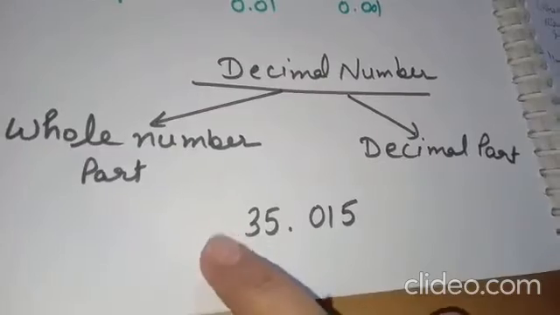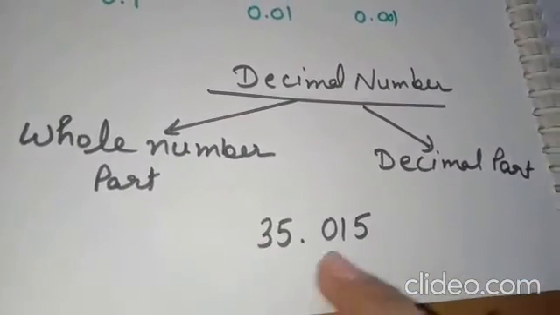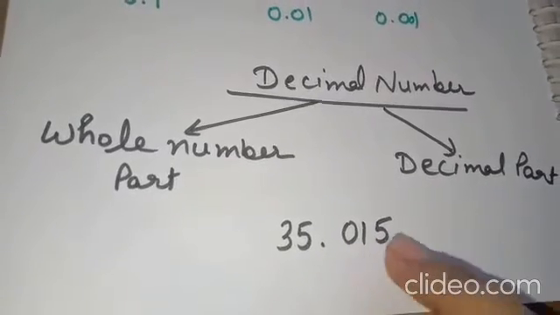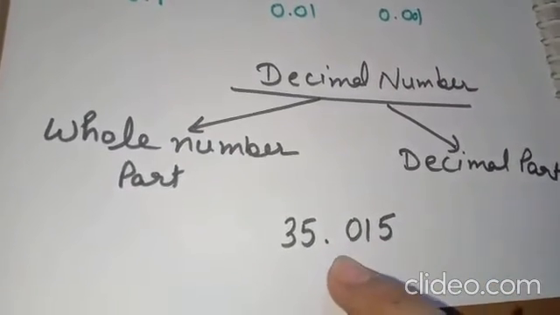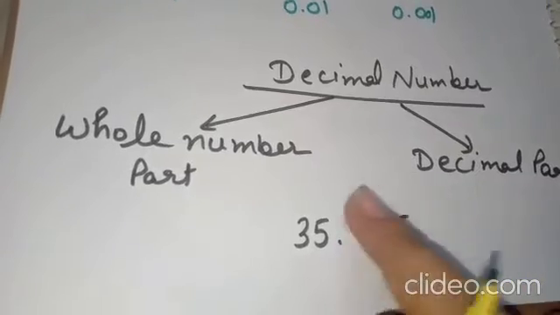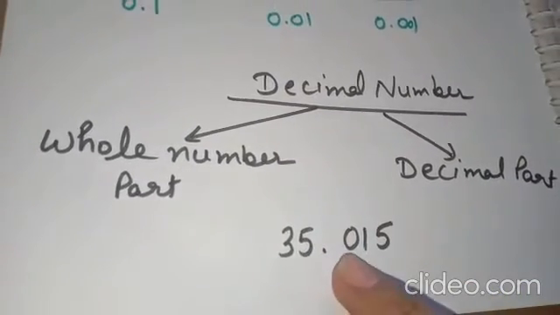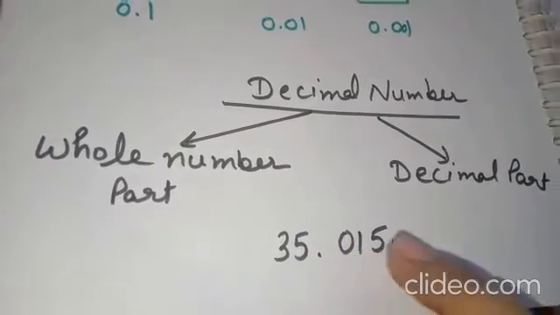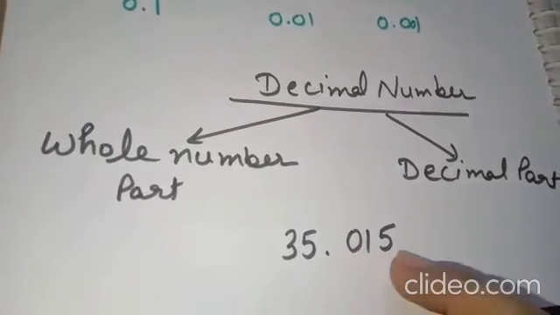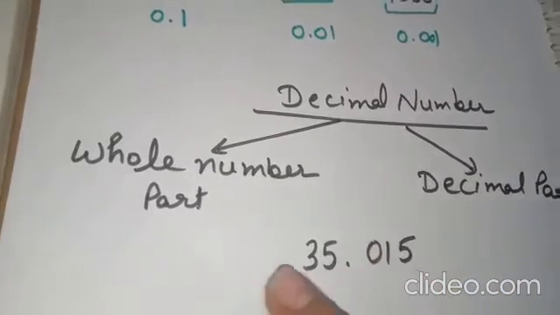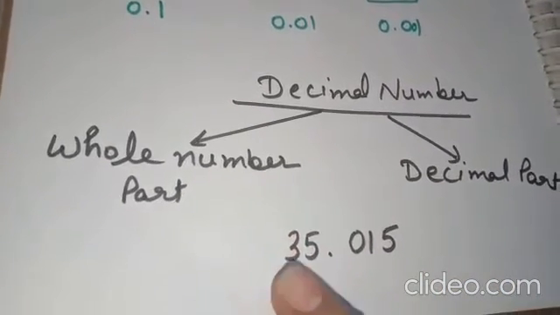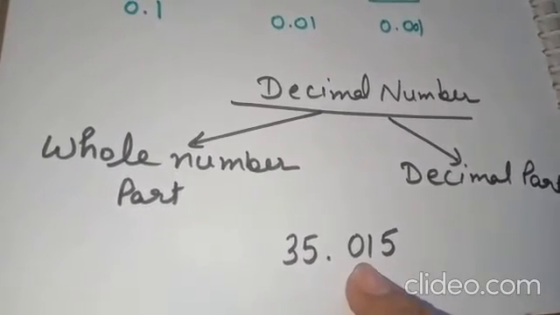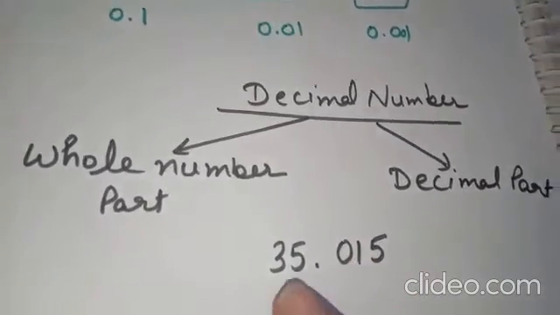Let's take an example of a decimal number. Just read it out. 35.015. Beta, keep one thing in your mind: the digits after the decimal we always read one by one, as 0, 1, 5, in spite of reading 15, which is wrong. 35, which is before the decimal, will be read collectively, but the digits after the decimal will be read one by one.